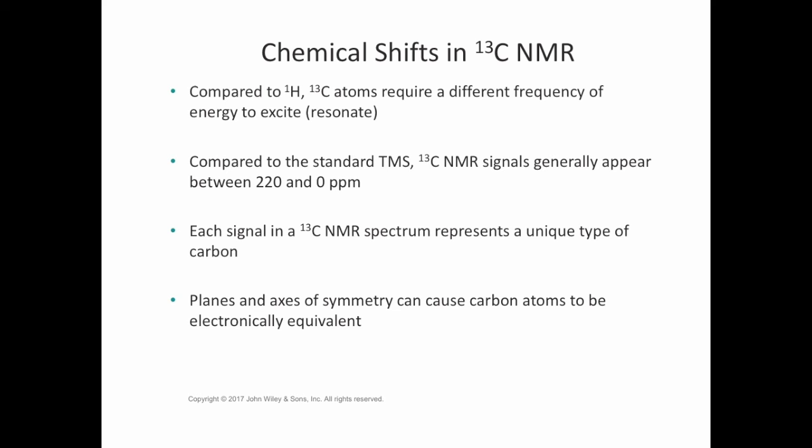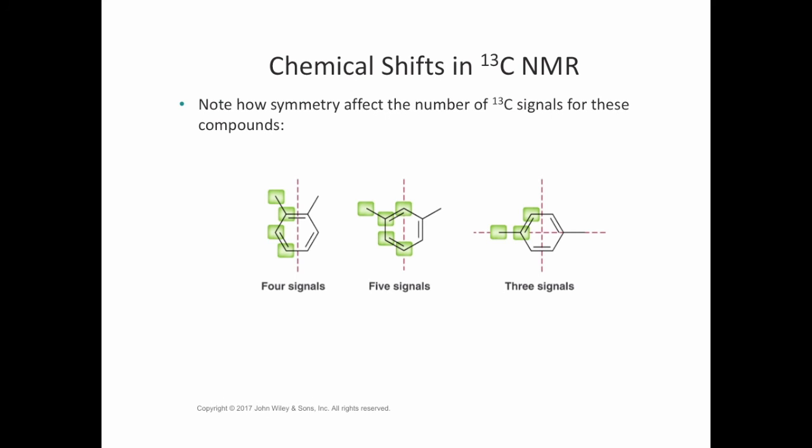And each signal represents a unique type of carbon, just like each signal represented a unique type or set of protons. And here again, we want to look at symmetry elements because that can cause carbon atoms to be electronically equivalent, giving rise to one signal. For example, let's look at the symmetry elements in these three.